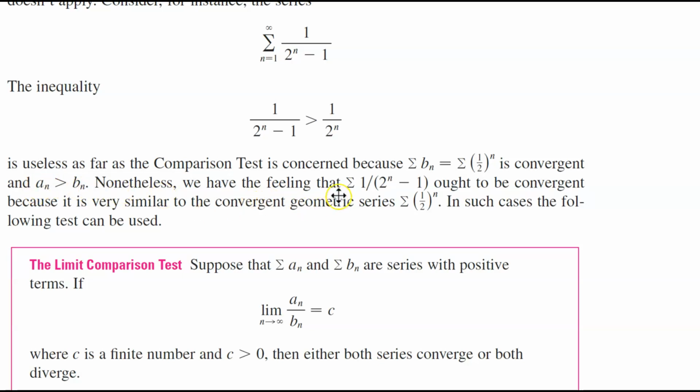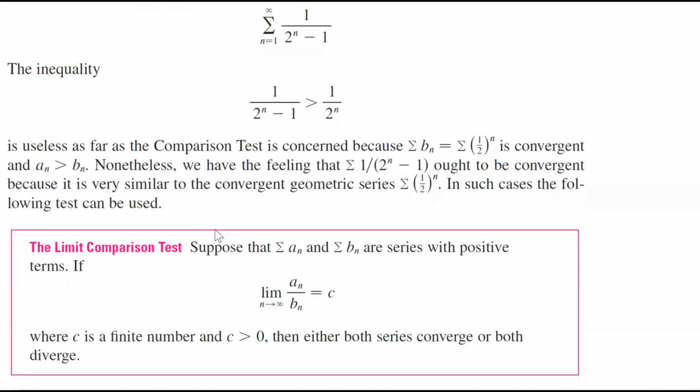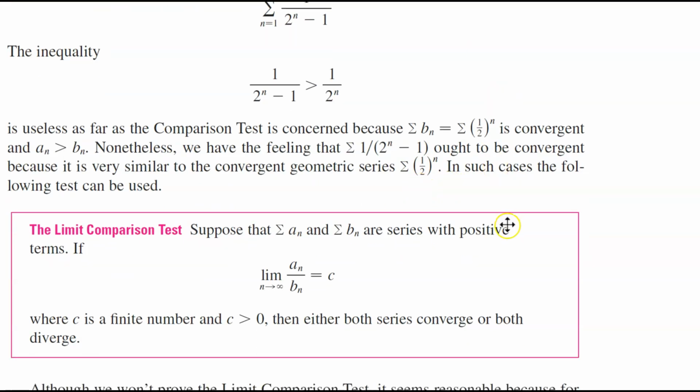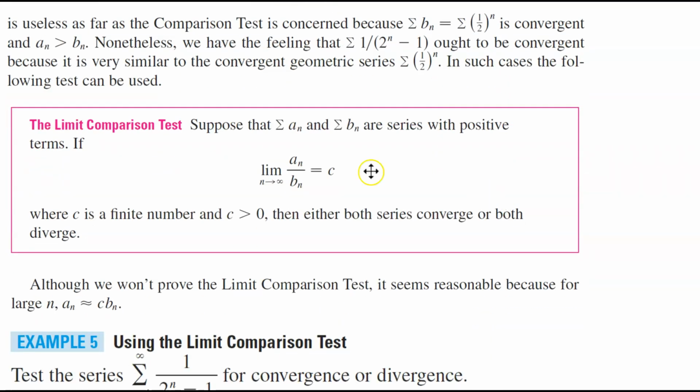Nonetheless, we have the feeling that 1 over 2 to the n minus 1 ought to be convergent because it is very similar to the convergent geometric series 1 over 2 to the nth power. In such cases, the following test can be used, which is called the limit comparison test.